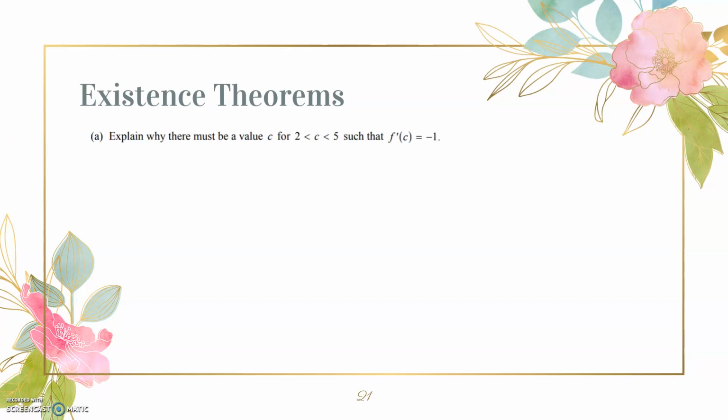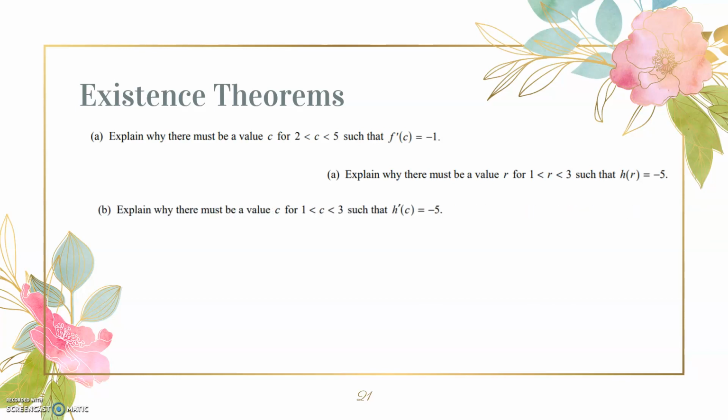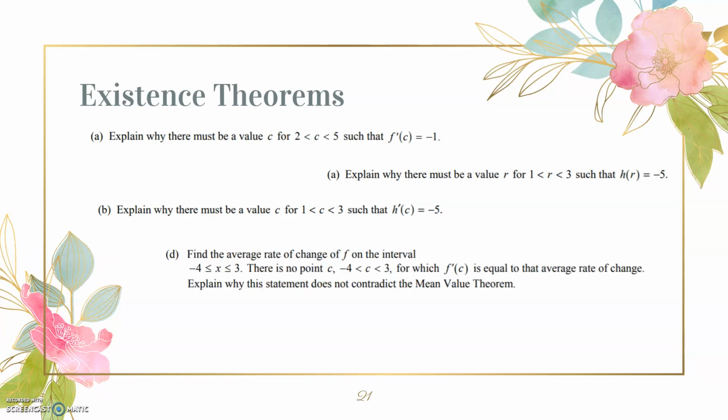The first one, so if you see a question like explain why there must be a value of c on this interval such that f prime is equal to this, or explain why there must be a value of r such that h of r is equal to this, or explain why there must be a value such that h prime is equal to this. You get the idea. The existence theorems, there are two big ones, the mean value theorem and the intermediate value theorem. The mean value theorem says that the derivative is going to be equal to the average rate of change at some point on the open interval.